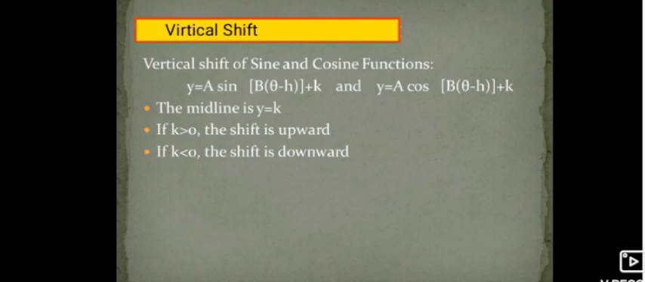Vertical shift. Vertical shift of sine and cosine function. y equals a sine b the quantity of theta minus h plus k, and y equals a cos b the quantity of theta minus h plus k. The midline is y equals k. If k is greater than 0, the shift is upward. If k is less than 0, the shift is downward.